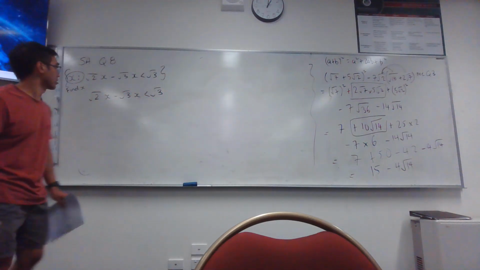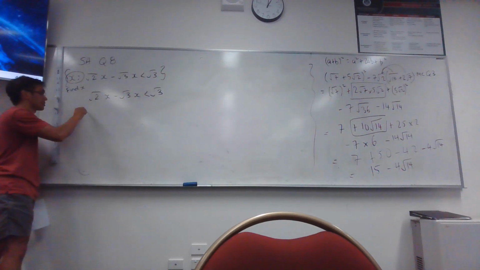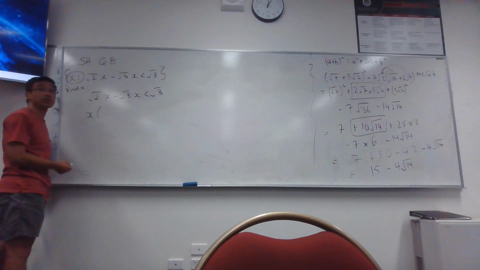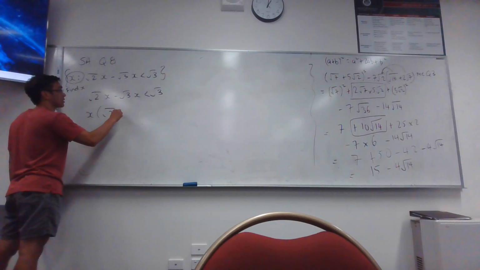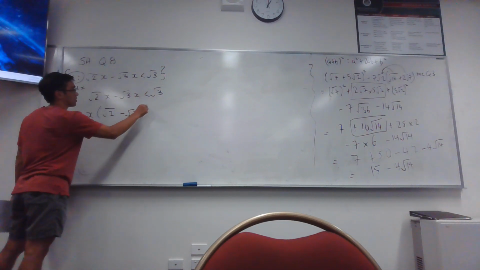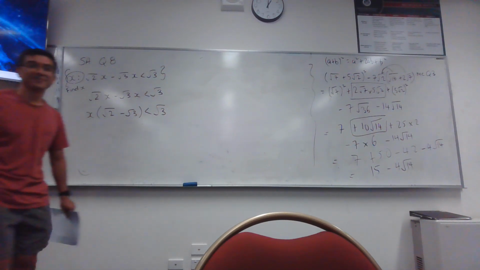Factorize. What do we put to the front? X, because it's common. What goes inside? It's root 2 and negative root 3. Good. I'm just never doing that on a test. There's just no way I'm doing it. There you are, though. Leave it.